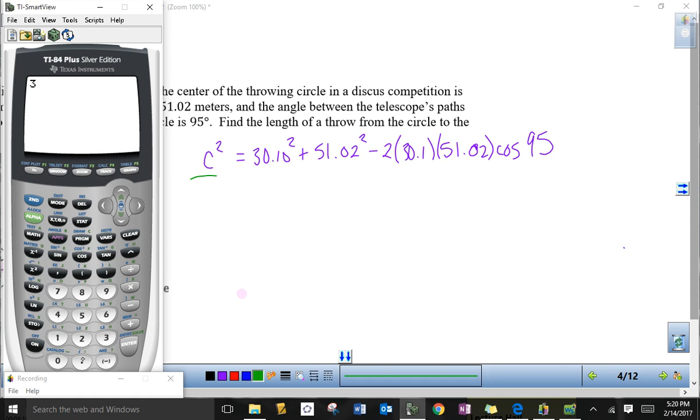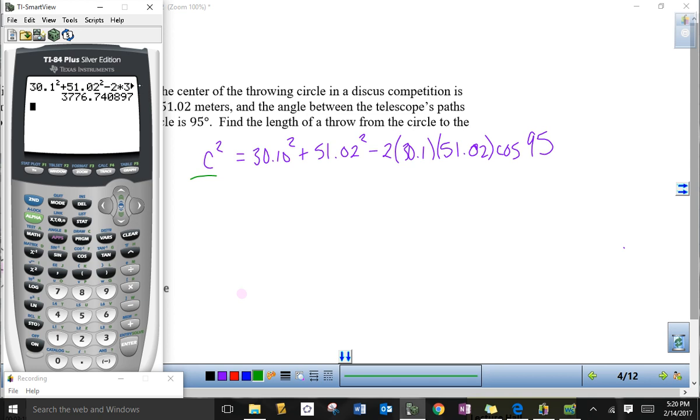We've got 30.1 squared plus 51.02 squared minus 2 times 30.1 times 51.02, and then cosine of 95. I'm putting multiplication instead of parentheses, but it means the same thing. This 95 is in degrees, so make sure that your mode is actually in degrees while doing this. If your number matches up, then your mode is good to go.